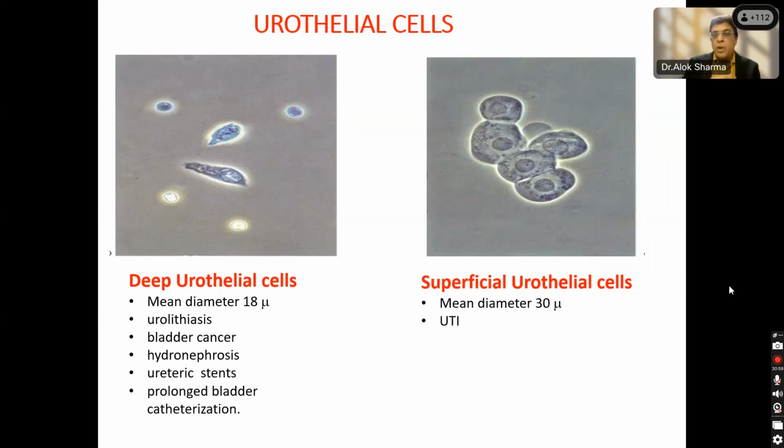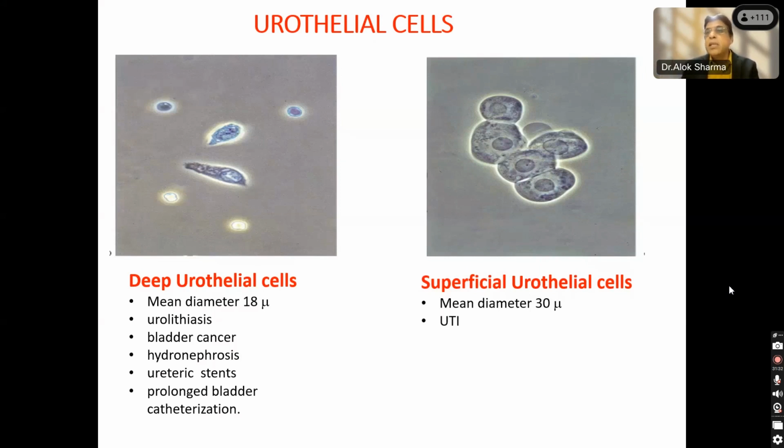Now, you can even see urothelial cells, and by their morphology, you can identify whether they are arising from the deep urothelium or from the superficial urothelium. So you know that the superficial urothelial cells are pretty large. They're almost 25 to 30 microns in diameter, and you often see them in large numbers in urinary tract infections. The idea of identifying them is so you don't confuse them with other cellular elements and make a wrong diagnosis. That is the reason why you should be able to identify these urothelial cells also.